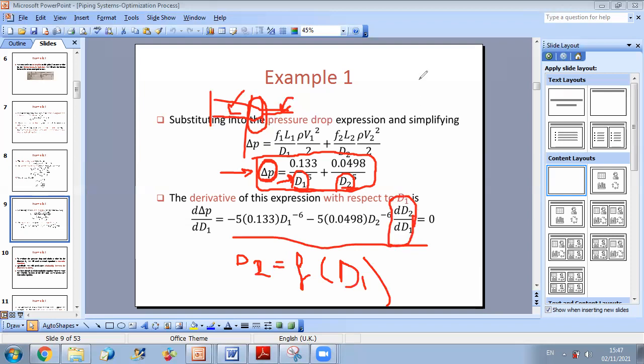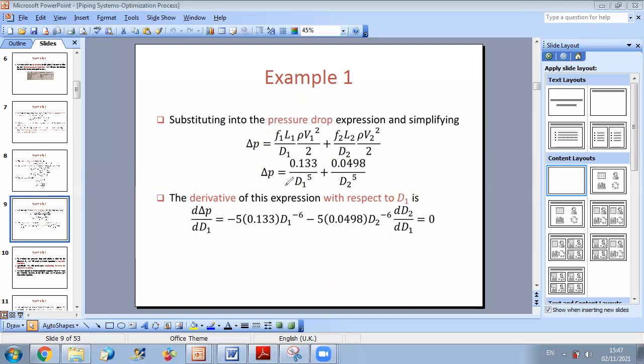Okay? Because you know that we derive with respect to a variable, and D2 is another variable here. So it is a function. And to be able to close the problem, these two should be related in a certain way. How to relate them depends on the given problem. The problem will give us, I will give you an example, some constraint to be able to solve.